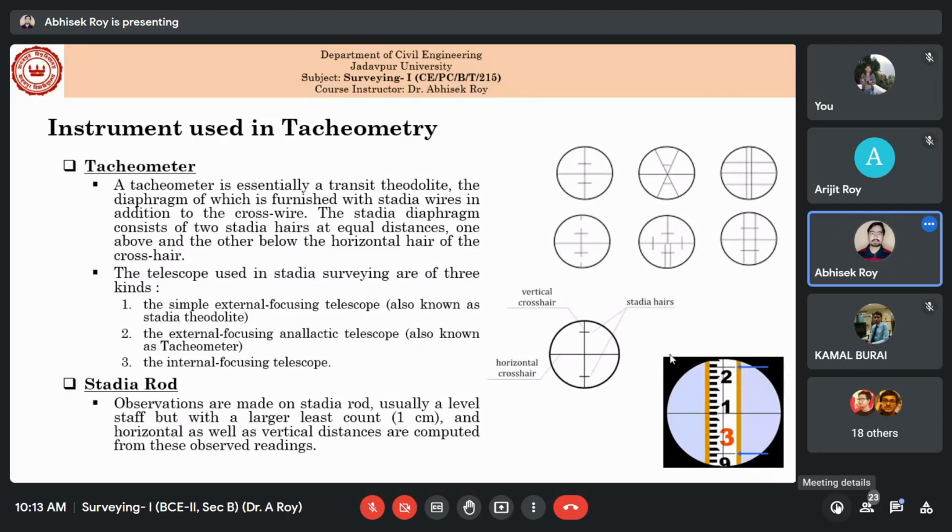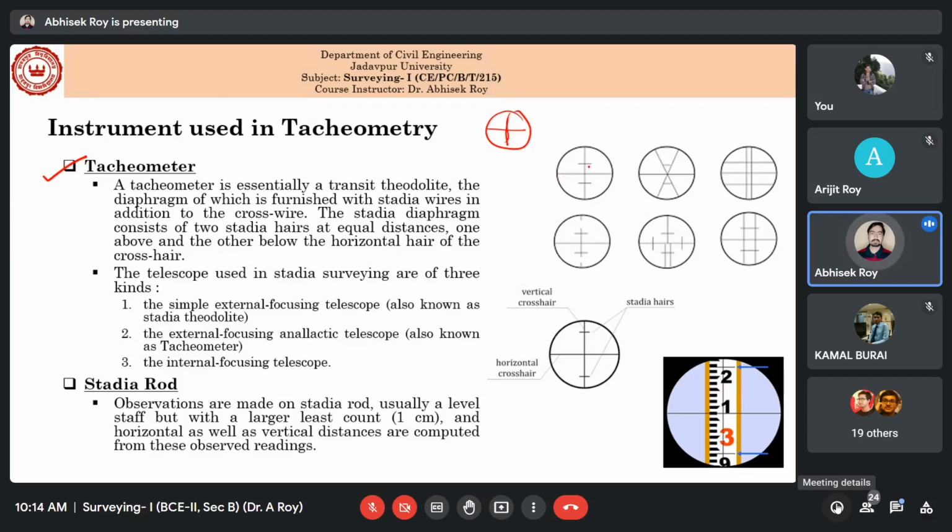Now what is the instrument we use in tachymetry? The first instrument is your tachymeter. Tachymeter is nothing else but your transit type of theodolite. It is basically a transit type of theodolite, but where your diaphragm should contain this sort of stadia. Means in your normal theodolite maybe this sort of stadia is not there, only this sort of crosshair will also work.